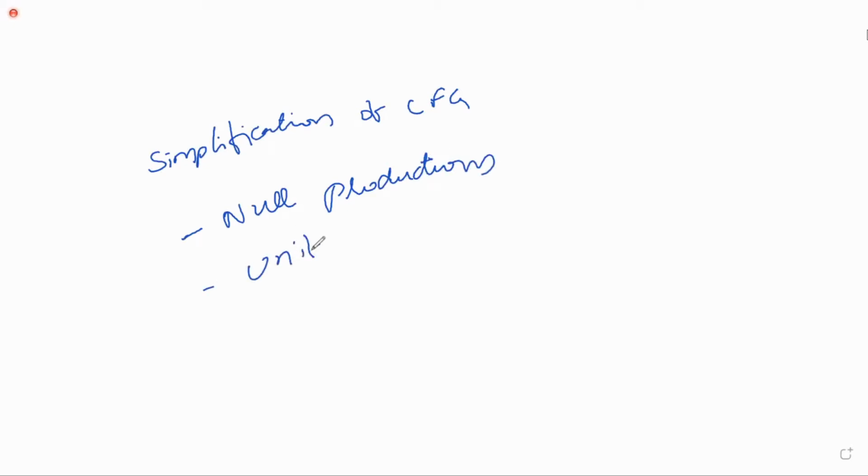Simplification of CFG means first we have to delete the null productions. The order is: first delete the null productions, next the unit productions, and then the useless symbols. This is the order we have to follow when we need to simplify a context-free grammar: first remove the null productions, then remove the unit productions, and then remove the useless symbols. All we have seen, right?